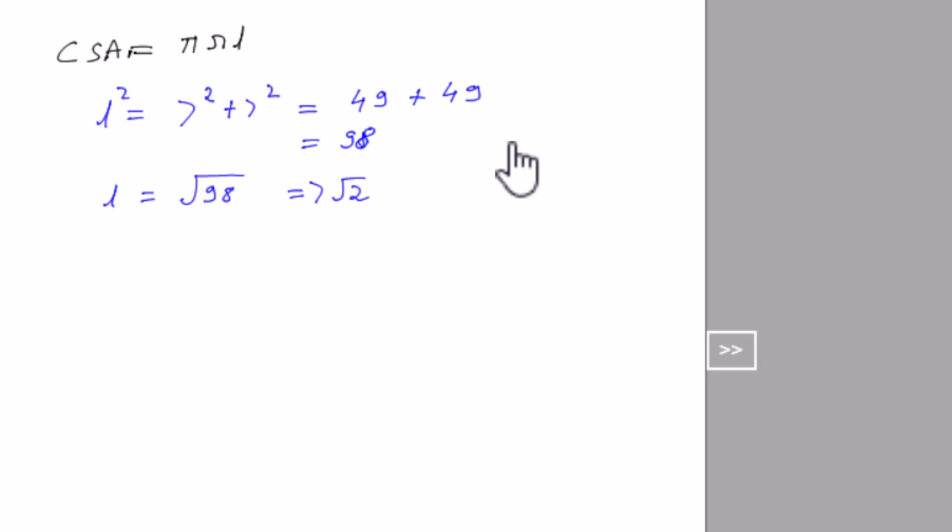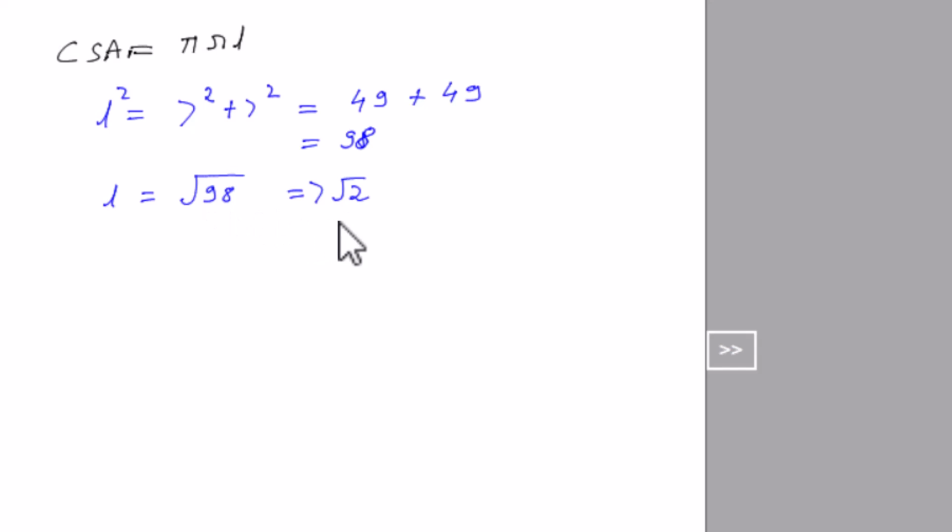7 sevens are 49, into 2, 98. In case you're not clear about how we arrived at root 98 as 7 root 2, please post in the comment section. I shall create a separate tutorial on that.